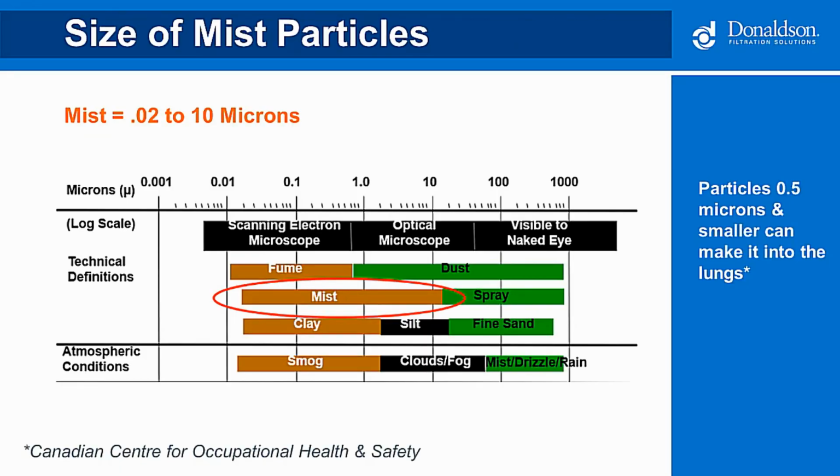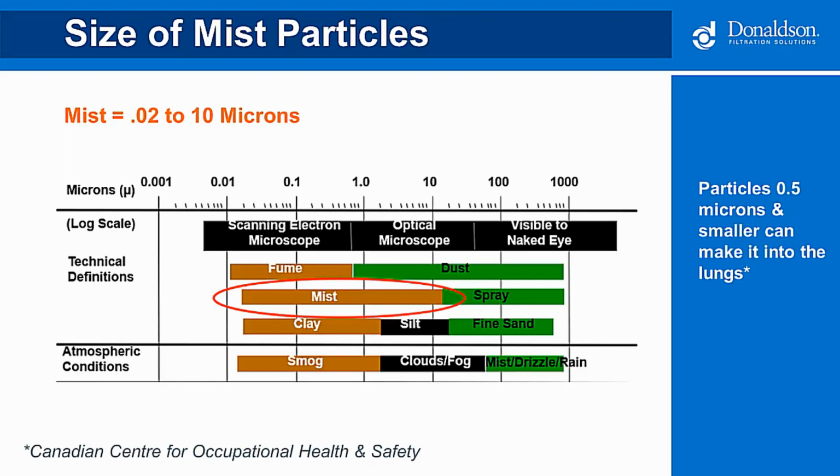To better understand the properties of metalworking fluid mist, we need to know a little bit more about their particle sizes. As you can see from the chart, mist is very small in size. It ranges from 0.2 to 10 microns. It would need to be viewed through an optical or scanning electron microscope, and it's not visible to the naked eye. Mist particles under 5 microns will become an aerosol and will remain airborne indefinitely.